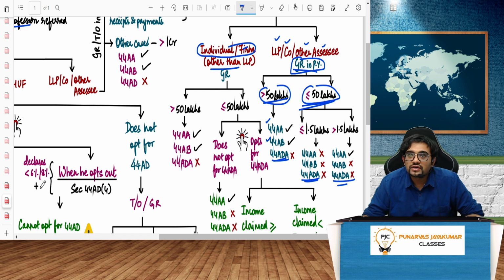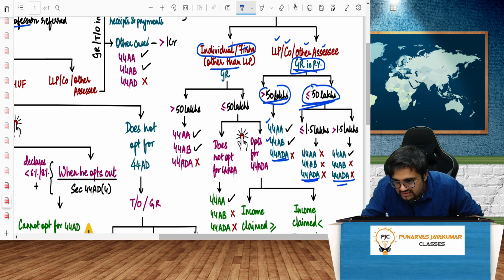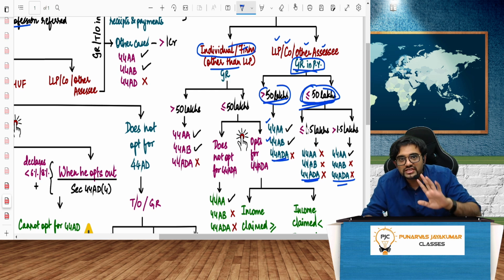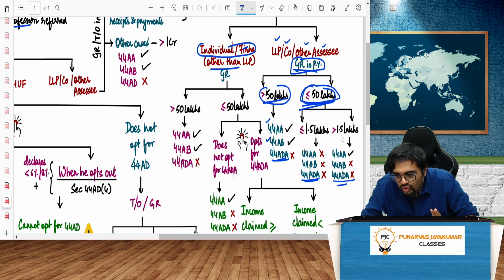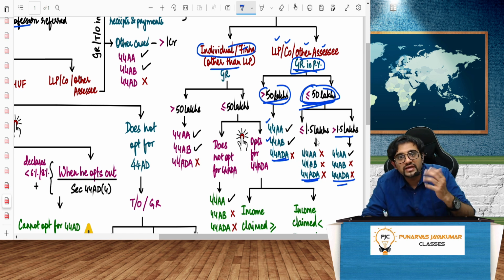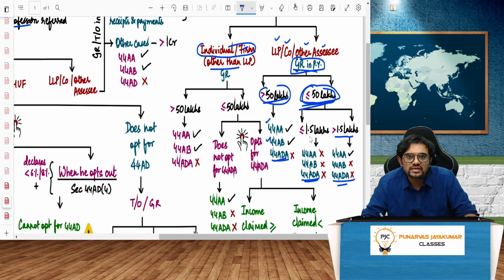If what do you say, total receipts that they have generated is what? See here, gross receipts should be, if it is less than or equal to 50 lakh, first I should see whether it is more than 1.5 lakh up to 50 lakh. One more is what? I know it's less than or equal to 50 lakh, but it's less than or equal to 1.5 lakh also in the previous year.